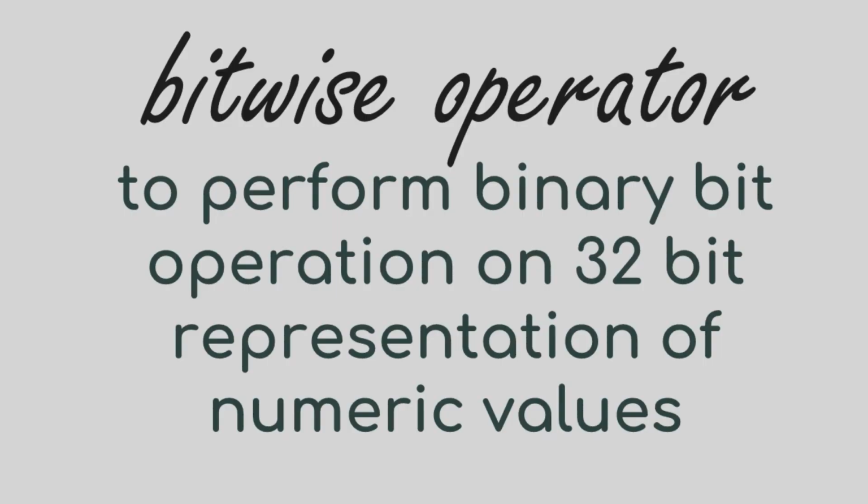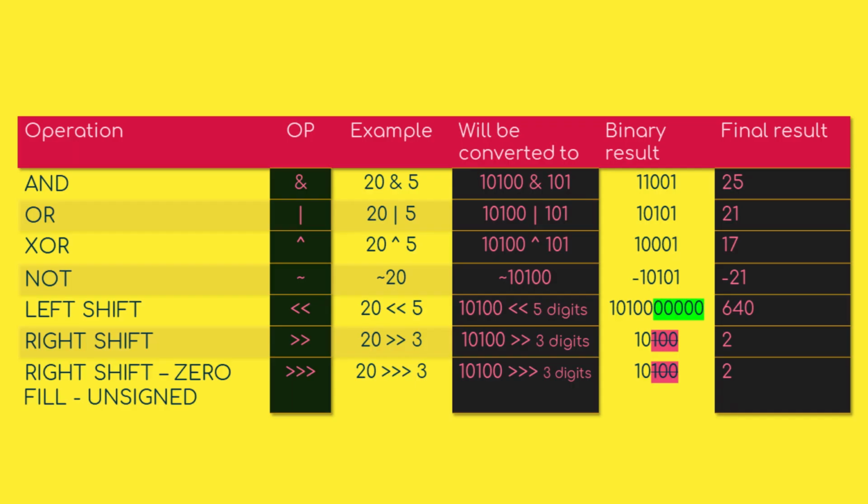Bitwise operators are used to perform binary bit operation on 32-bit representation of numeric values. Generally, JavaScript stores numbers in 64-bit floating point numbers. The bit operator will convert the numbers to 32-bit signed integers and the operation is performed. Once the operation is done, the result will be converted back to a 64-bit number. Given here is the list of bitwise operations that can be performed in JavaScript.